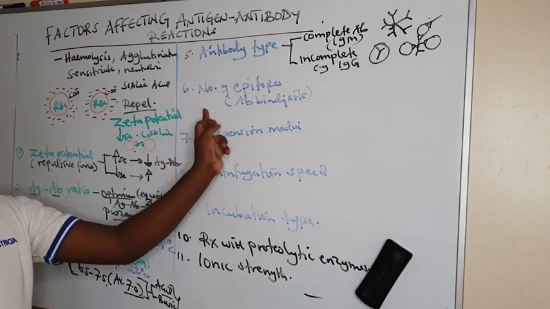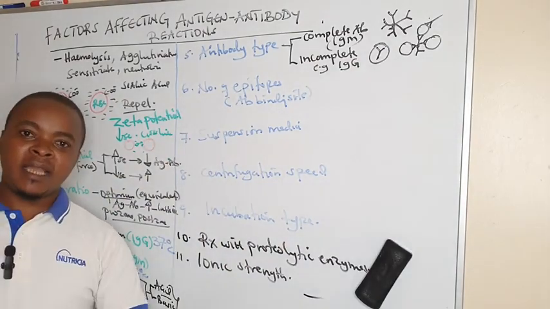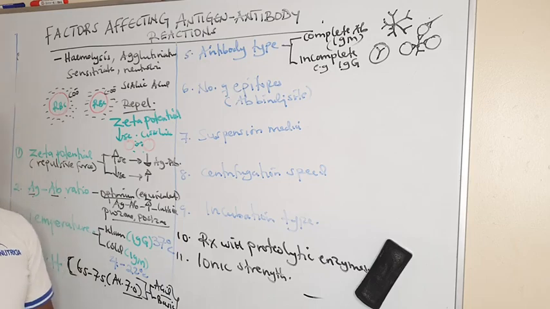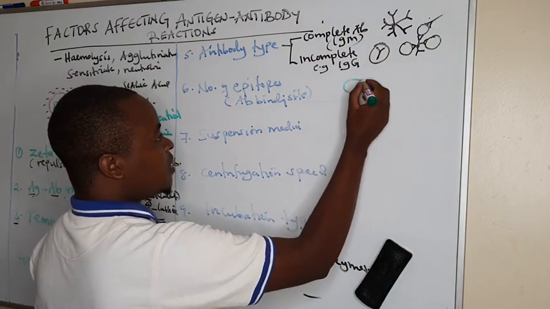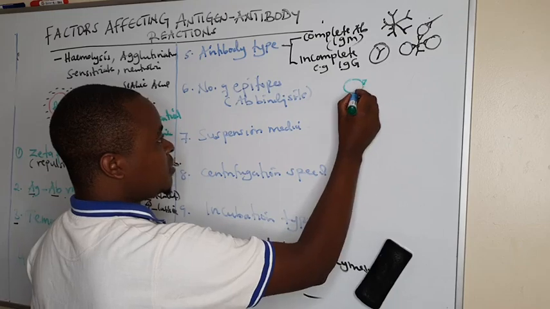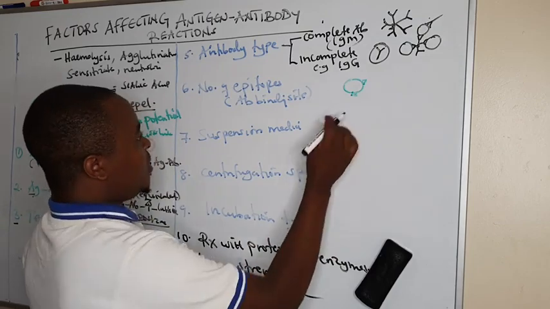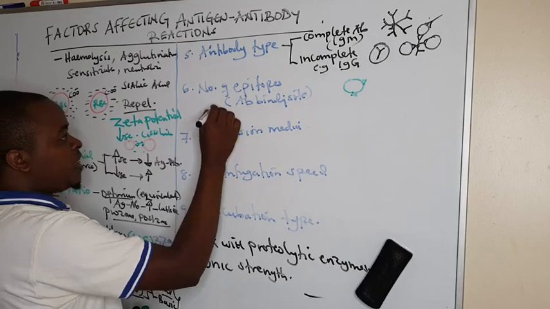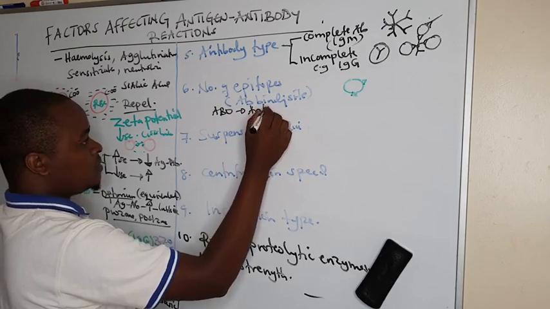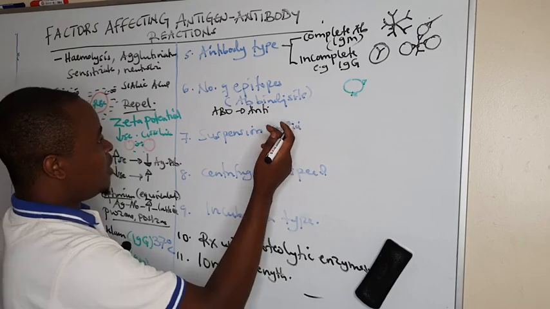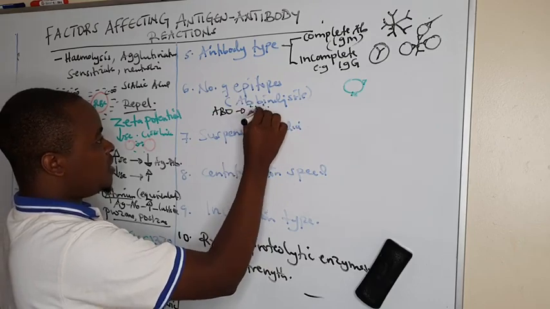Then we have another factor, which is the number of epitopes, that is the antibody binding sites on the red cells. So if I have a red cell, this red cell has different antigens. And we're going to see that antigens which are derived from ABO, that is antigens A and B.